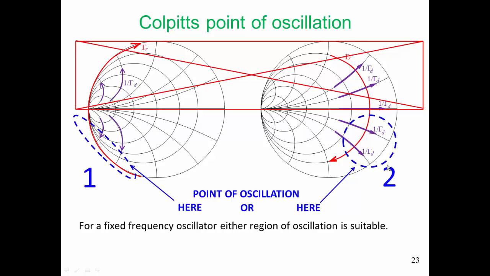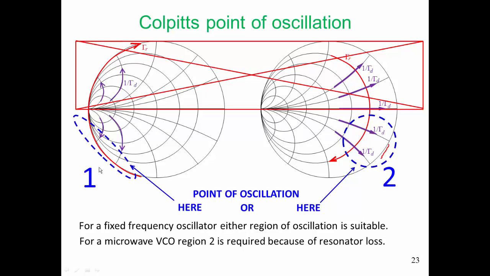Of course, with a fixed frequency oscillator with very low loss in the resonator network, the locus of gamma R is going to be on the unit circle. For a microwave VCO, region 2 is required, and that is because of the resonator loss. We could get a VCO to operate in region 1, but because the curves end up becoming so close together, we're going to find that we're going to compromise our oscillator noise performance if we deal in region 1.